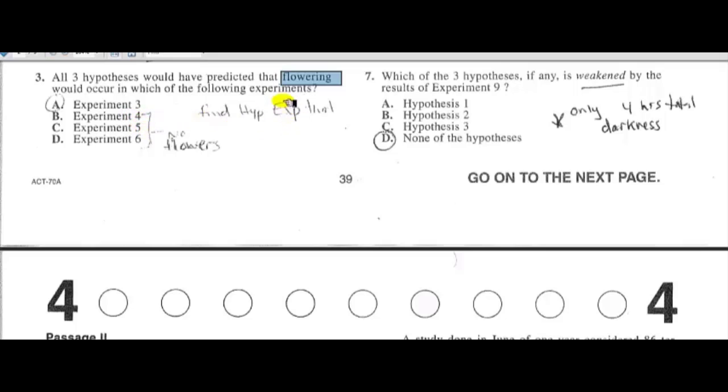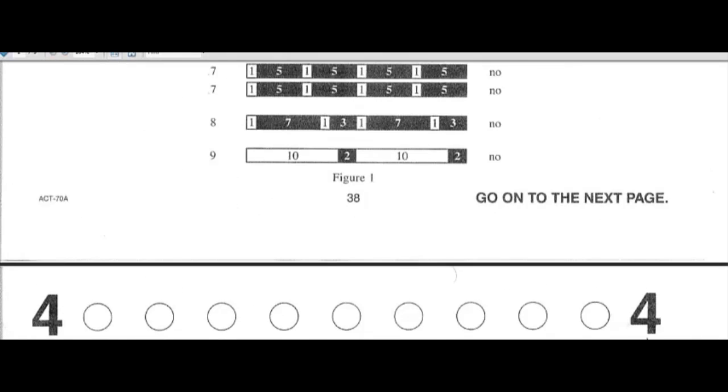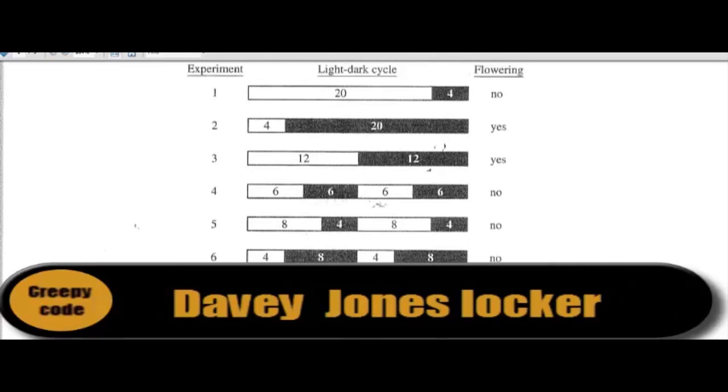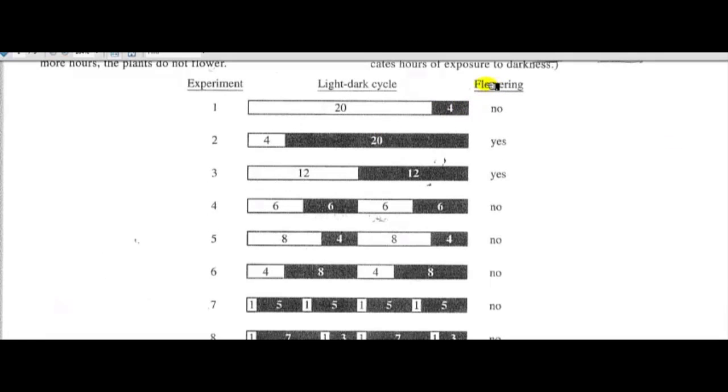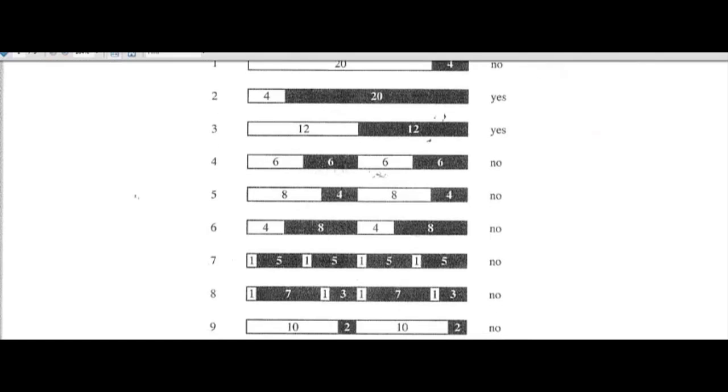3, 4, 5, and 6. Remember, all 3 would predict flowering would occur. So that means when you look at figure 1, the end result in figure 1, the end result over here would be flowering. So let's go ahead and look at the answer choices. 3, 4, 5, and 6 right here. And now we simply have to look and see which one flowers. Flowering. 4, no. 5, no.